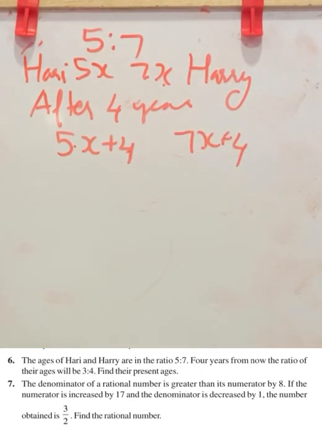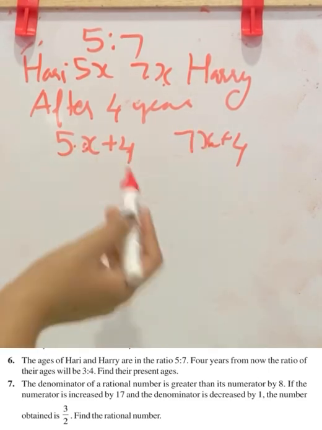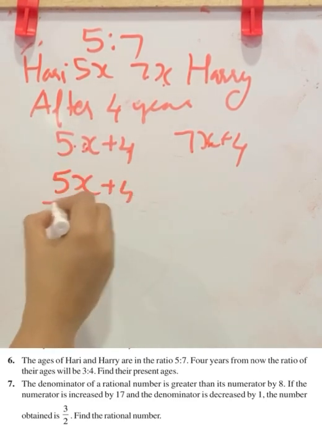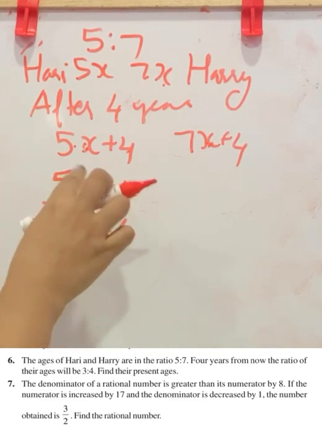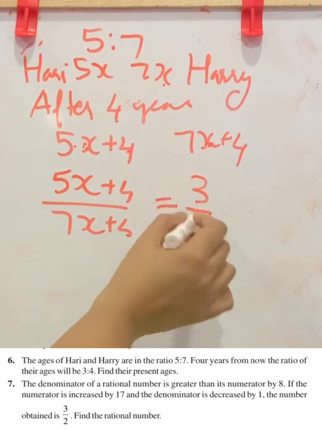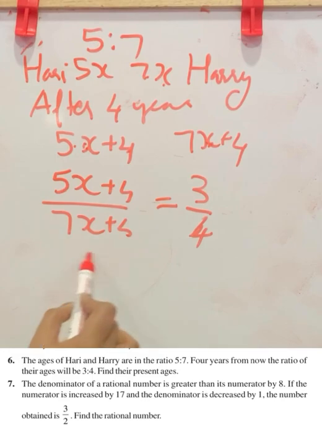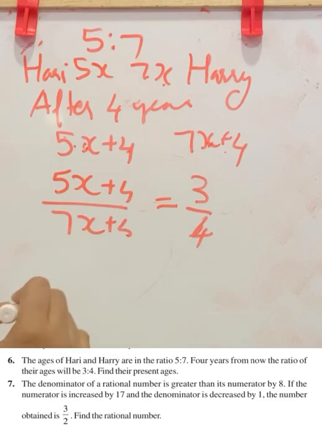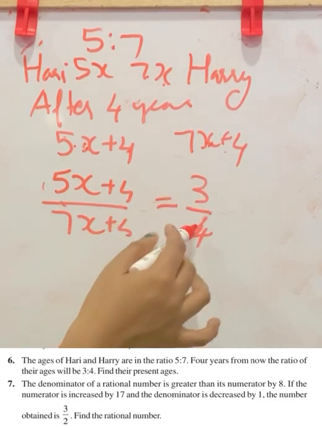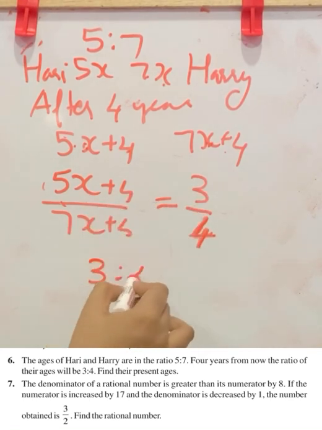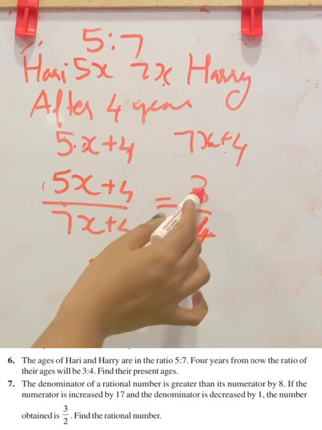4 years from now, the ratio of their ages will be 3:4. That is, these ages' ratio is given. Ratio means you want to find the division. That is 5x plus 4 by 7x plus 4. This is their ages' ratio and it is given as 3:4 in the question. So their ratio of ages is equal to 3/4. In the question it is given as 3:4, that is why we write it as 3/4. 3/4 converting to ratio is 3:4. 3:4 converting to fraction becomes 3/4.